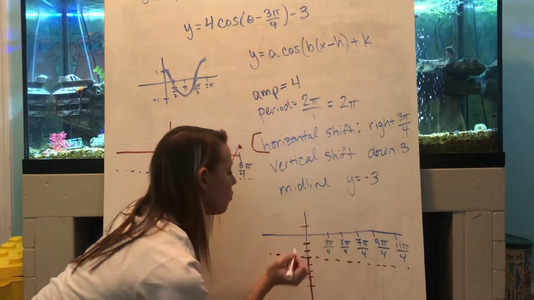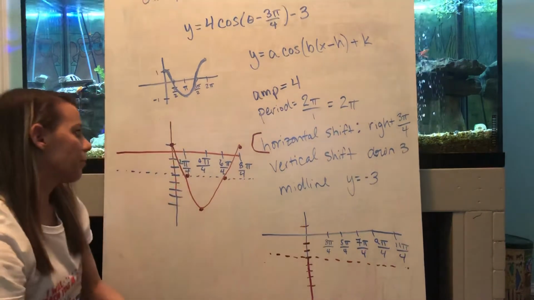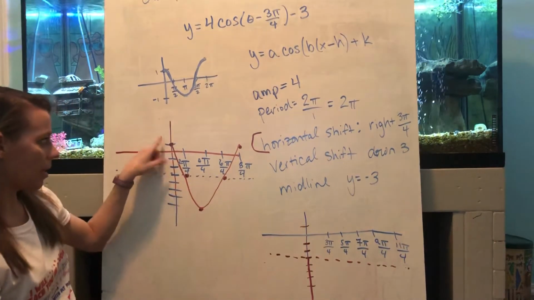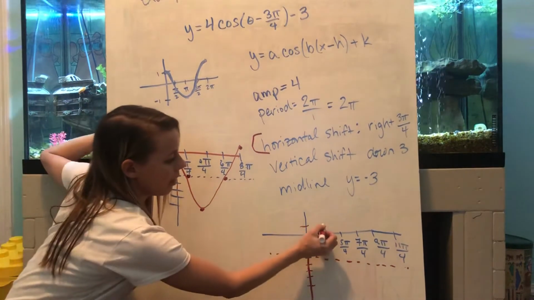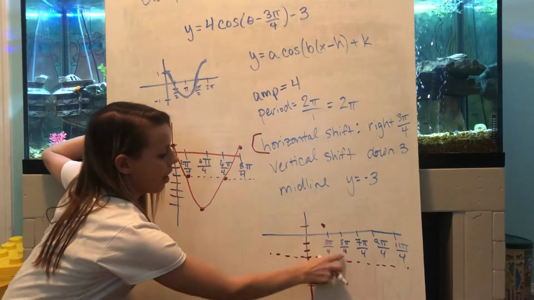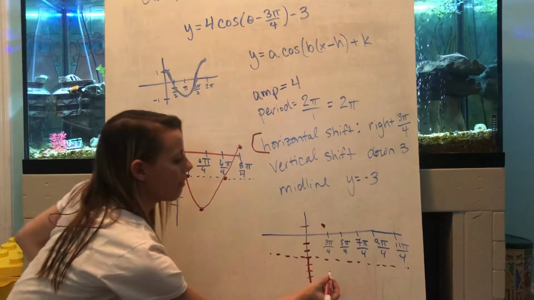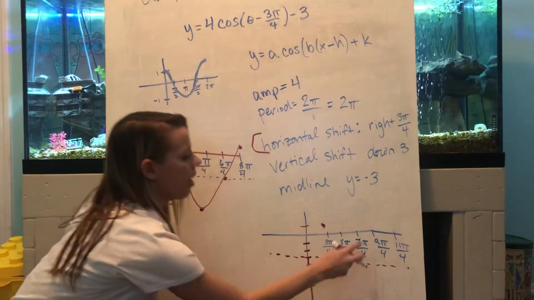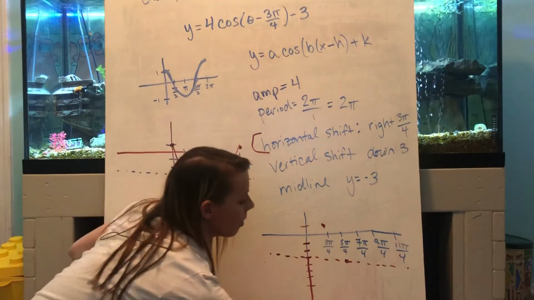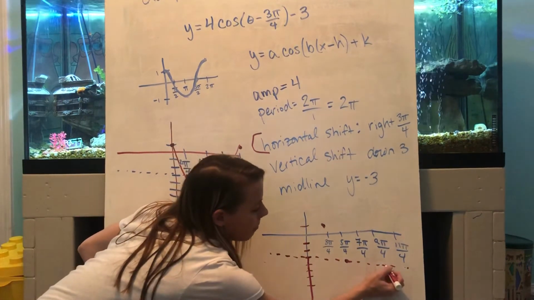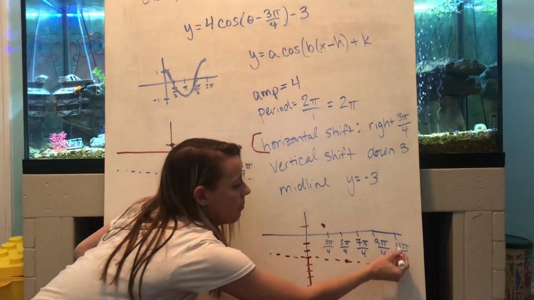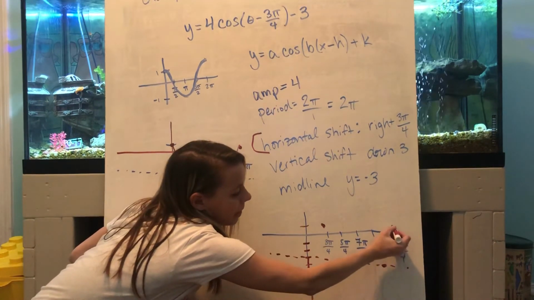I can go up to 1 at 3 pi over 4. That's the same as this point that's been shifted over, so that's going to be at my highest point. At 5 pi over 4, it's going to be at my midline. At 7 pi over 4, it's going to be at my lowest point. At 9 pi over 4, it's going to be at my midline. And at 11 pi over 4, it's going to be at my peak.